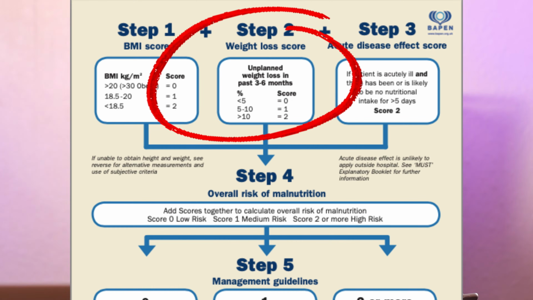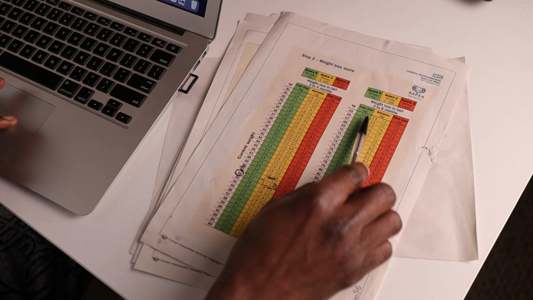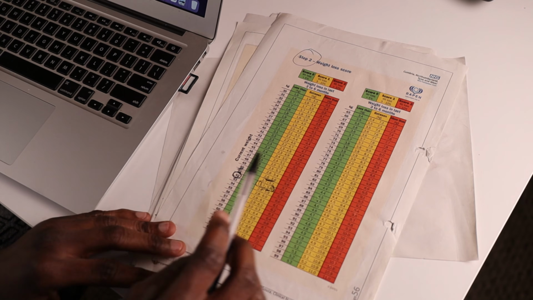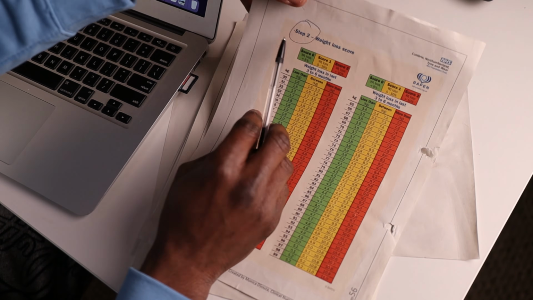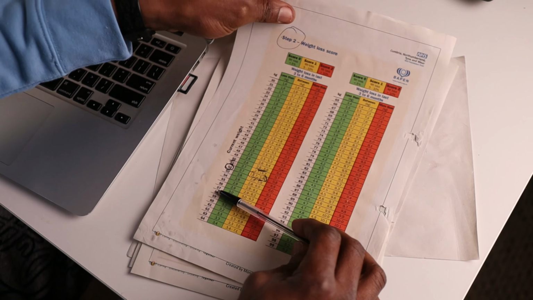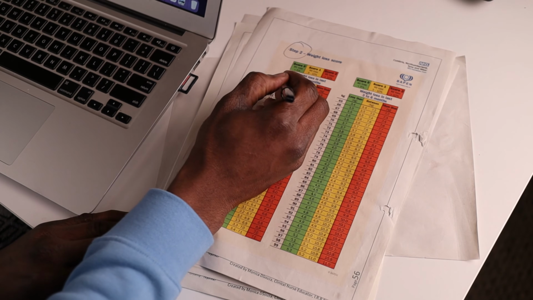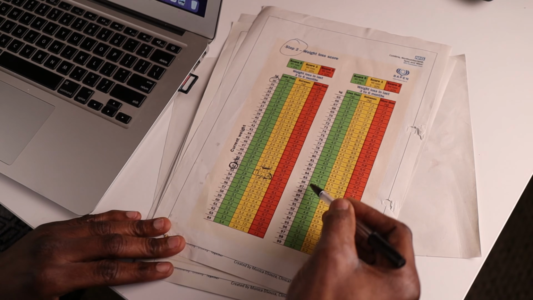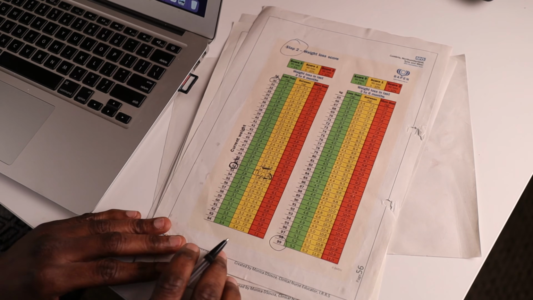And if it is more than 10%, the score you allocate for that is 2. Now there is also another tool that they've provided on your screen. If you look at step 2 right on top, they've written weight loss score. Now let's look at the extreme right, where we have the current weight. You can see that it starts from 30 kilograms and goes all the way to 99 kilograms.